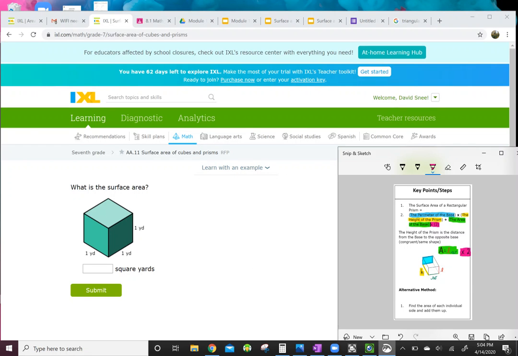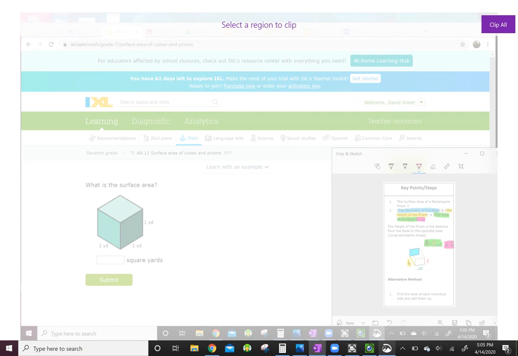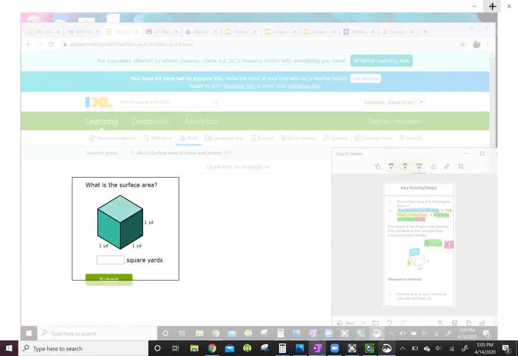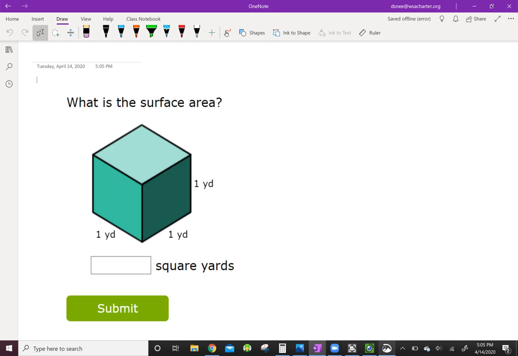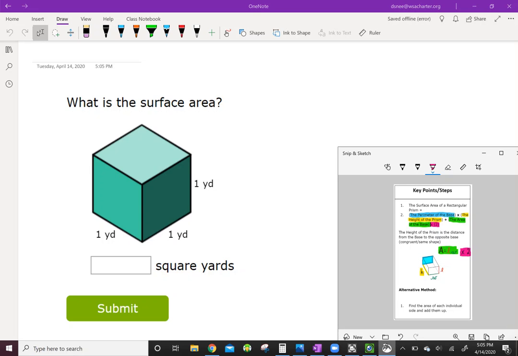Then it also says that the alternative method is to find the area of each individual side and add them up. So this problem here I can solve in a couple different ways. I can find the perimeter of the base, okay, and I'm going to take a little snippet of this thing. Okay, we're trying to find how many square yards is the entire surface of this prism. Okay, so once again, this is right here. It says the perimeter of the base.